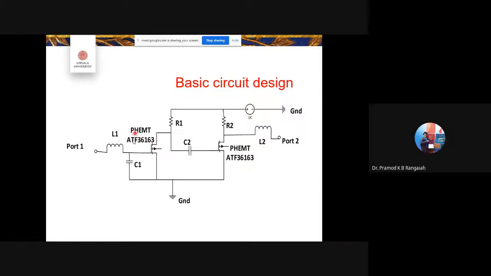The ATF 3613 is a good transistor which needs a negative voltage on the gate to trigger and a positive voltage on the drain. That is complex, and this is a very sensitive gallium arsenide FET. If even 10 microamperes flow towards the gate, it will destroy the transistor. Touching it directly with terminals or making any tests can destroy your circuit. So these are very delicate transistors, and it is very difficult to handle.